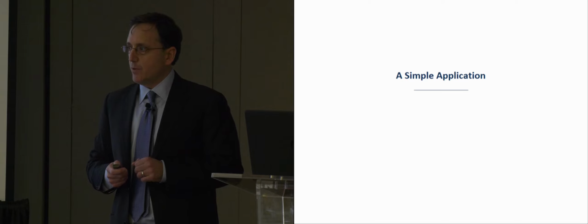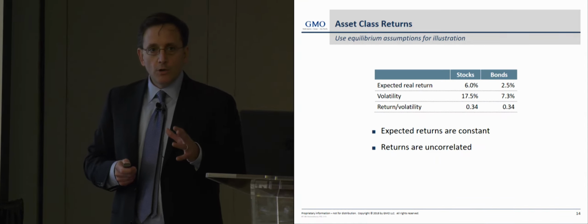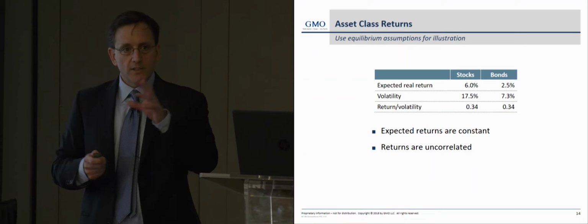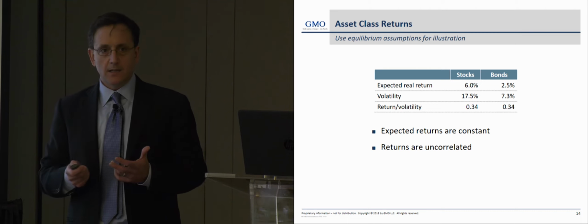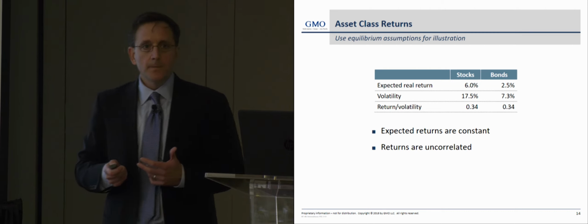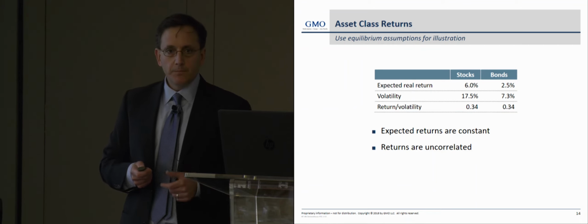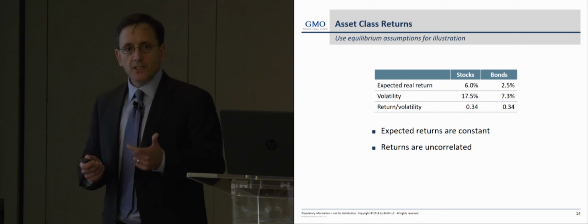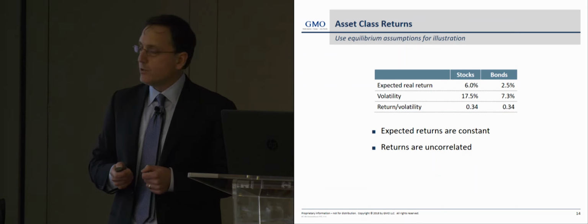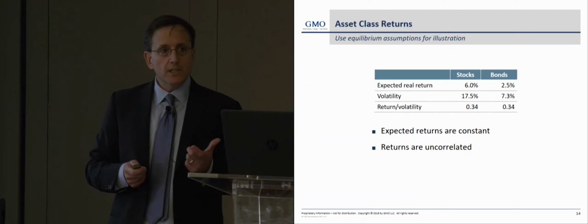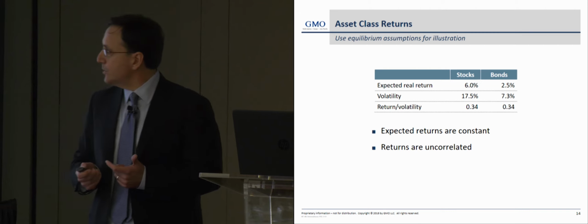And the simplest example is to think about allocating between stocks and bonds. So we're going to ask the question, we're going to invest in stocks and bonds, how should we allocate? Well, we need to make some assumptions about what the asset class returns and volatilities are. For stocks, we're going to assume 6% real, standard US market history. For bonds, think of something like a 10-year bond that has historically earned about 2.5% over inflation. Volatility of stocks is approximately 18%. Volatility of bonds is about 7 or 8%.